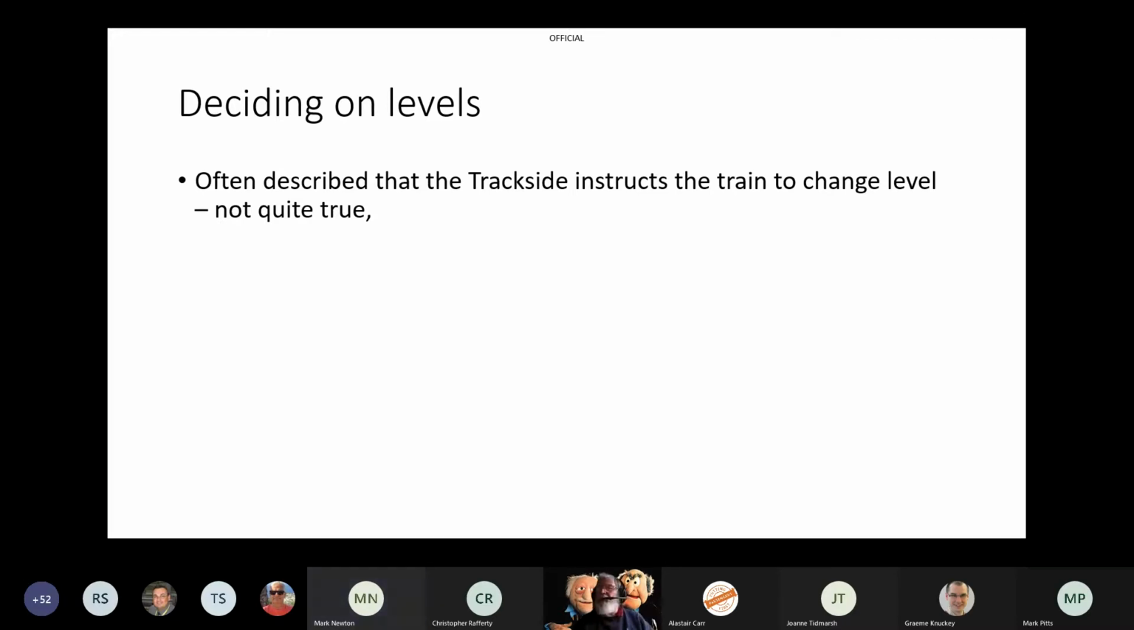So the trackside instructs, tells the onboard what levels are supported in a particular area, and then the onboard can make a decision. When the onboard is trying to decide on a level, it's often explained to people that the trackside instructs the onboard to change level. That's not strictly true. In some configurations it is the effect, but actually it is a more complicated process than that. And we're going to have a little look at it now.